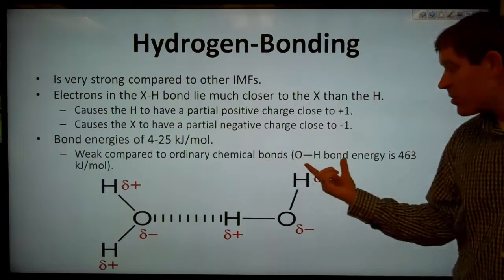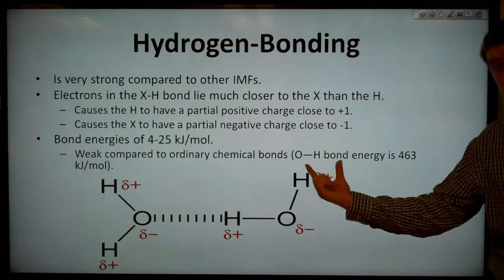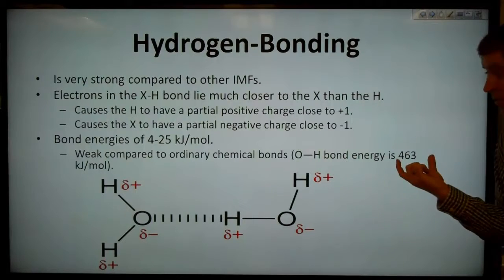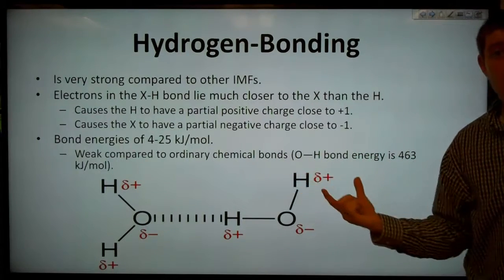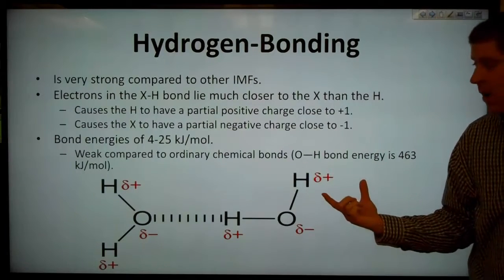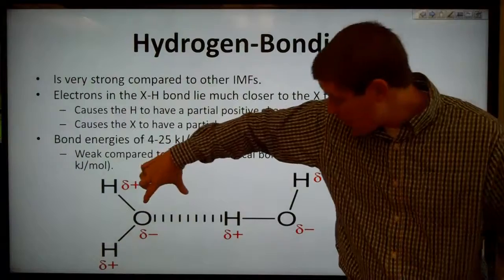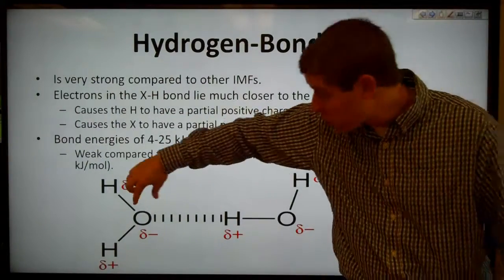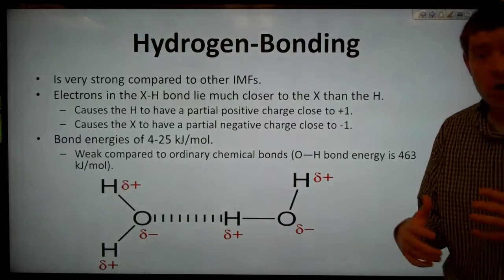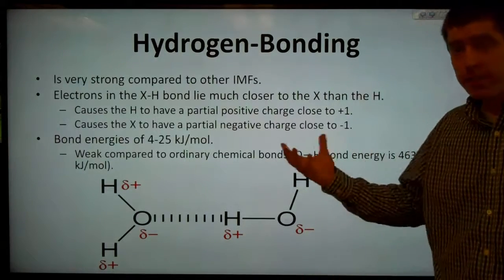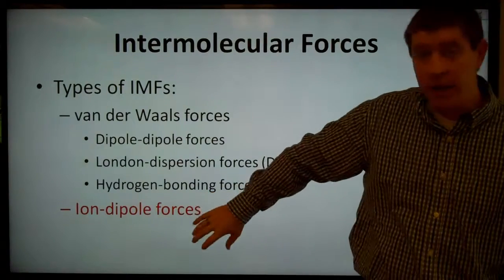So this is weak compared to ordinary chemical bonds, where that oxygen-hydrogen covalent bond is 463 kilojoules per mole. So this is maybe 1 to 5% of that. So it's a much longer bond, and much weaker than this bond. The hydrogen bond is much weaker than the oxygen-hydrogen covalent bond, but it's still fairly strong compared to most other intermolecular forces.